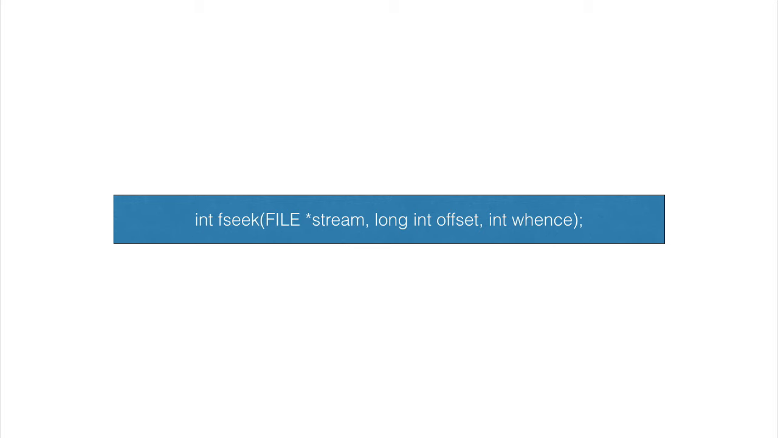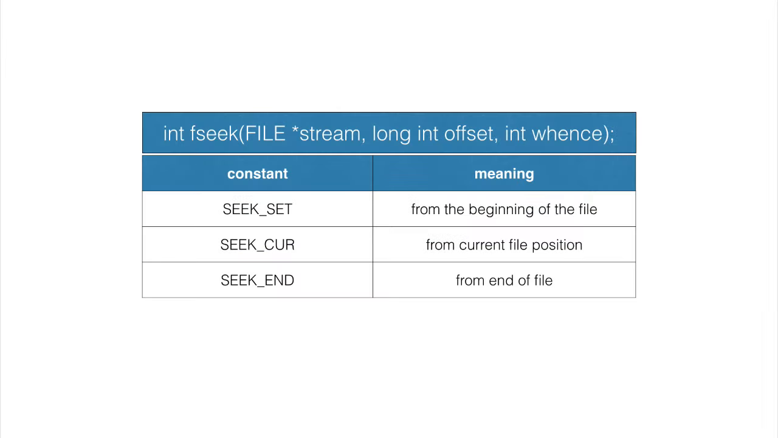It takes 3 parameters. The first is the stream, whose position we'd like to change. The second is a byte count, indicating how much the file position should change. The third parameter determines how the second parameter is interpreted. Let's see a few quick examples before we move on to a larger example.